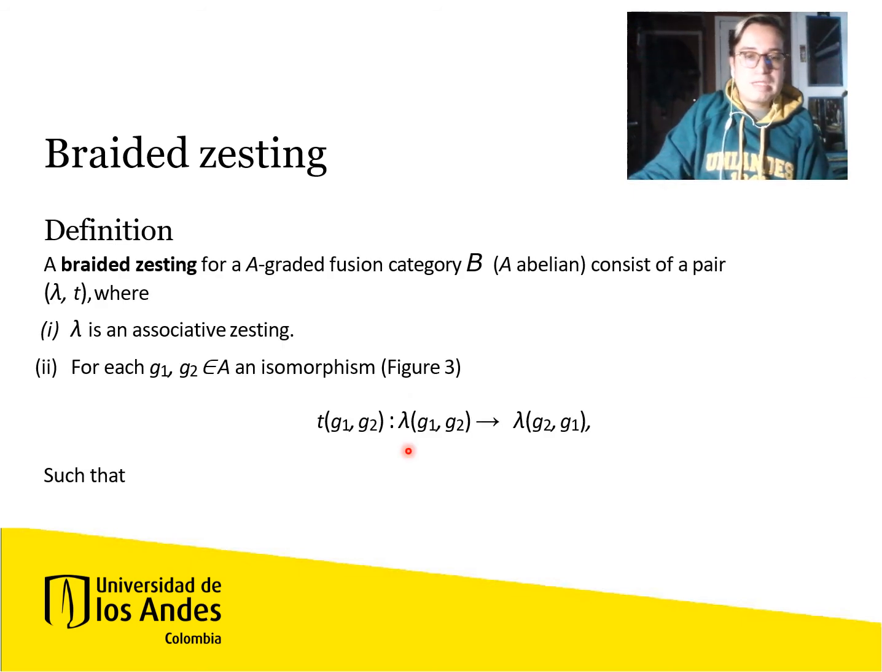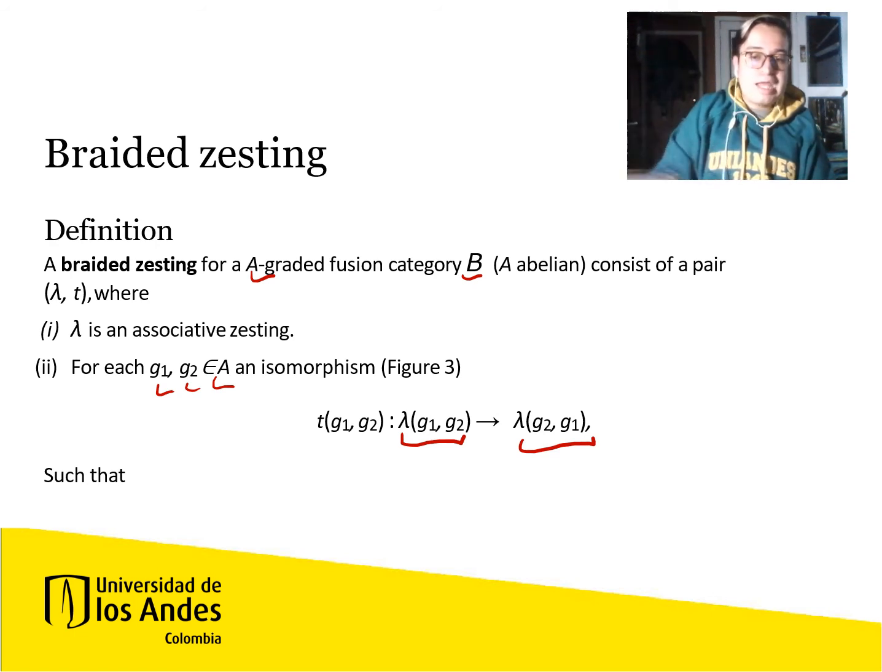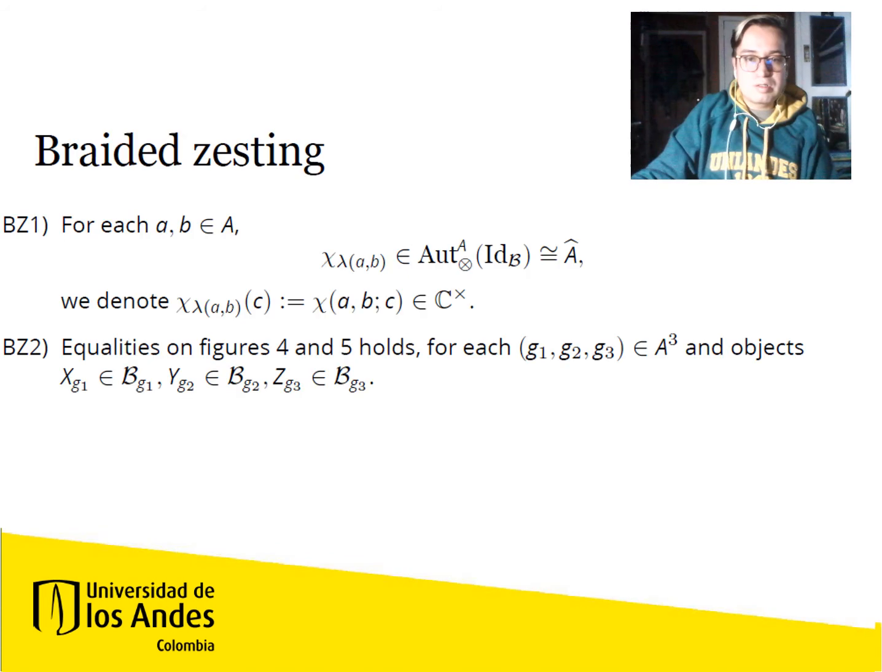So with this in mind, I define what is a braided testing. When I have a fusion category, a braided fusion category B, that is graded by an abelian group A, we have the following. A braided testing for that category consists of a pair (lambda, T), where lambda is an associative testing, like we said before, and T is an isomorphism for each g1 and g2 that belongs to my group, an isomorphism between these two assignations in the testing. And I have some structure conditions here.